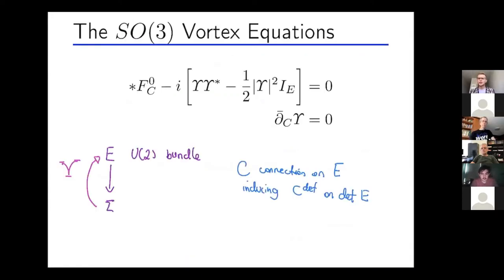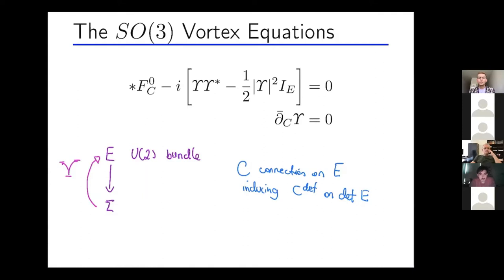But let me start by recalling what the SO3 vortex equations are, sometimes also called non-abelian vortices. Even if you haven't seen them, as long as you have seen the Seiberg-Witten equations, this is more or less a familiar story. For the SO3 vortex equations, you start with a U2 bundle, which I'm calling E, over your Riemann surface. I'll tell you a little bit about the modifications for the orbifold case in a second. You take a section of this bundle, which I'm calling bar upsilon, and then you take a U2 connection on the bundle E.